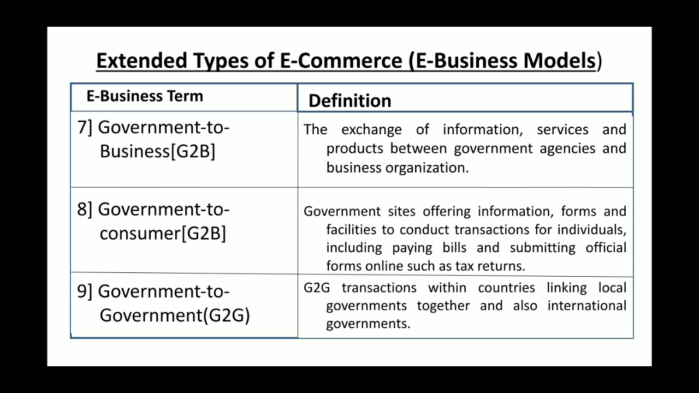Next, government to government. Government to government transactions within countries, linking local governments together and also international governments. Okay, here if international government and national government are doing some business or transacting with each other, that category comes under government to government. Okay, these are the different extended types of e-commerce.